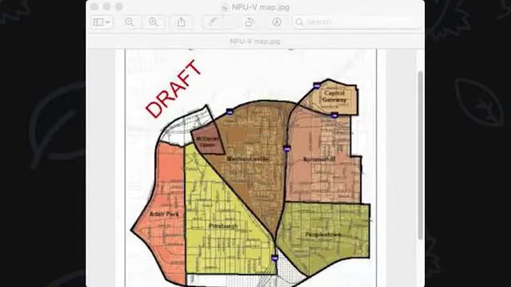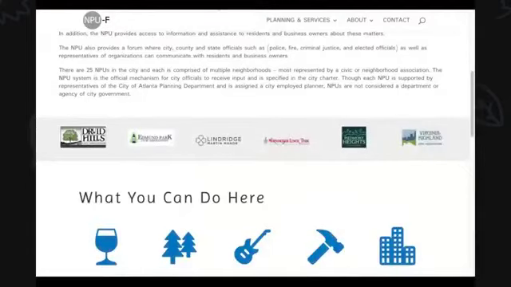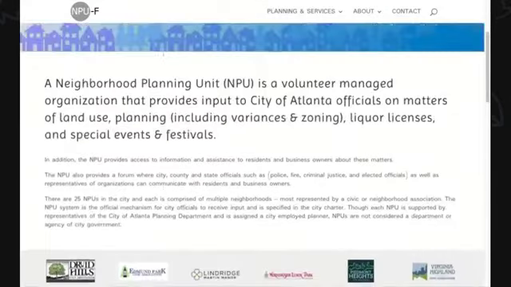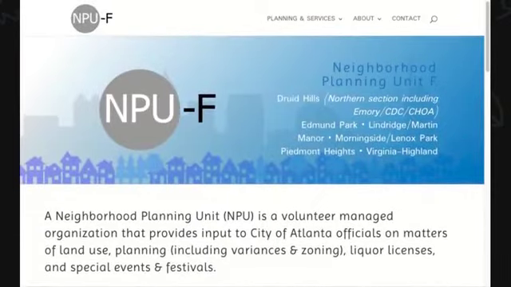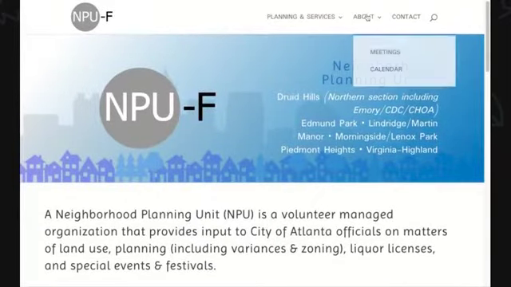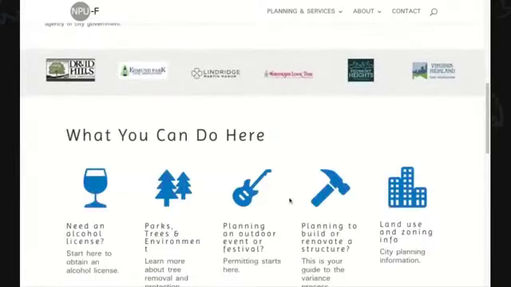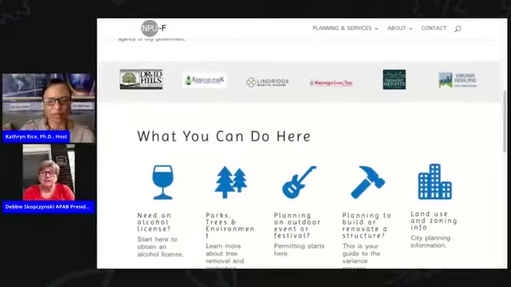At our meetings, anyone that lives in the NPU or owns property in the NPU can vote on any issue that comes before the NPU for recommendation. So when we have a major issue, we might check IDs to ensure that we're getting proper voting representation. Or at most of our meetings, I just let whoever is there vote.